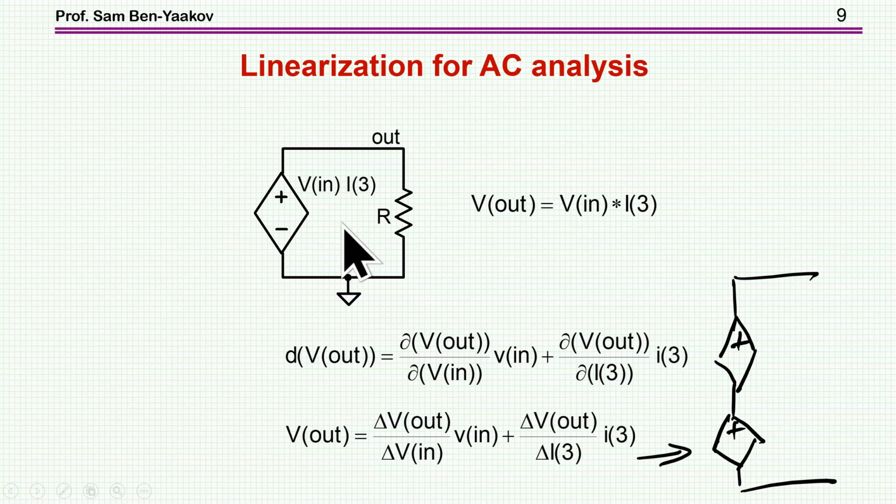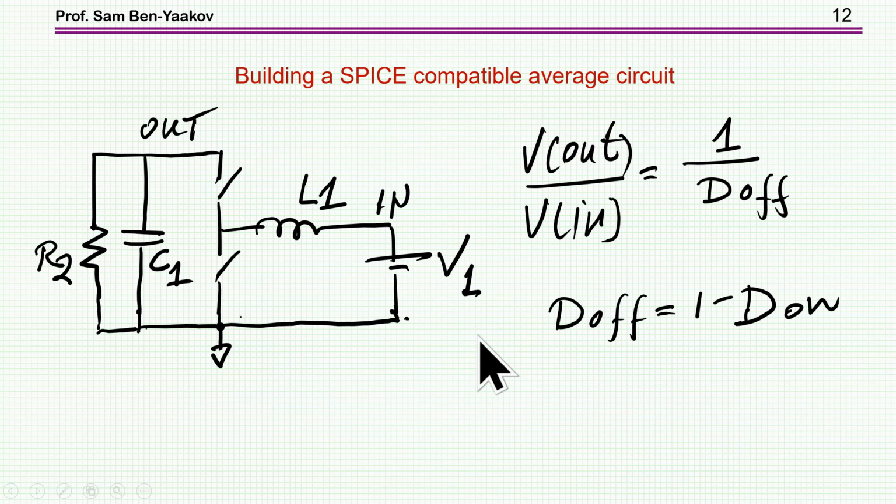So what happens is that rather than having one source, we have now two sources. These are linear sources because this is a constant times the variable, a constant times the variable. So we can now carry out the phasor analysis. So let's take an example. This is a boost converter. I have here the input.